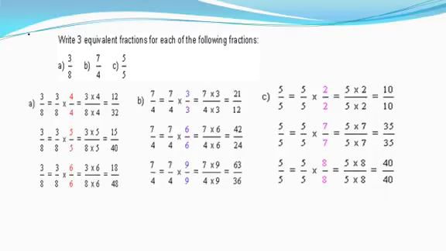The last one, 5 over 5. When you multiply the numerator and the denominator by 2, you get 10 over 10. Multiply by 7, it is 35 over 35. Multiply by 8, 40 over 40. That means the equivalent fractions of 5 over 5 are 10 over 10, 35 over 35, 40 over 40.